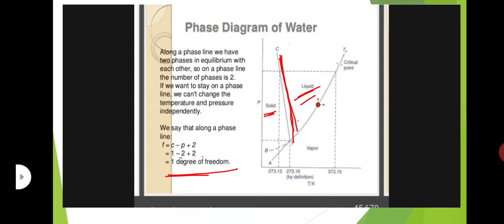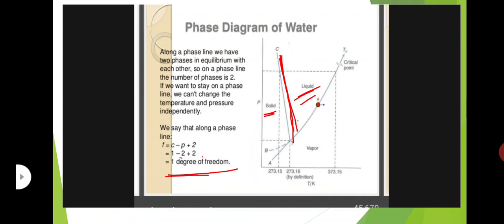Next are the lines. Along a phase line, we have two phases in equilibrium with each other. So on a phase line, the number of phases is 2. If we want to stay on a phase line, we can't change the temperature and pressure independently. Along the lines, two phases are in equilibrium, solid-liquid or liquid-vapor.